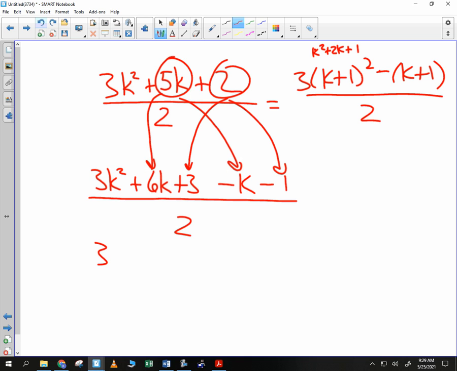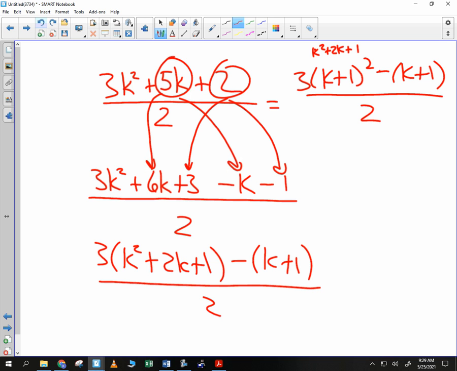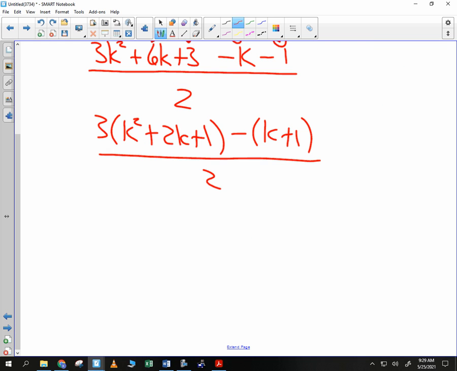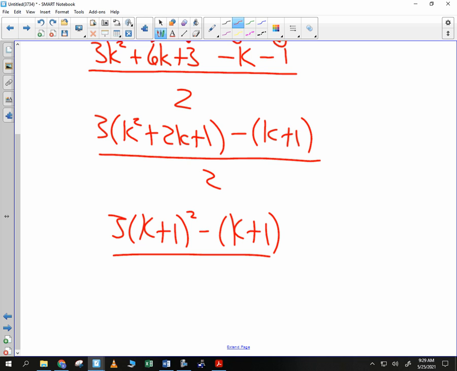So this factors to 3 times k squared plus 2k plus 1 minus, and here I factor a negative 1 and I get k plus 1, all over 2. And then obviously this factors to 3 times k plus 1 quantity squared minus k plus 1, all over 2. And there we have it.